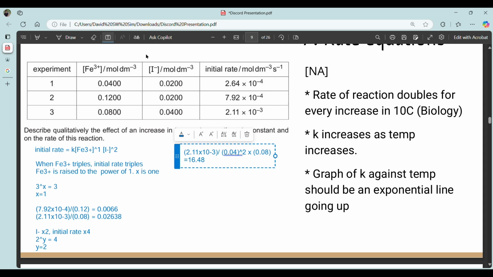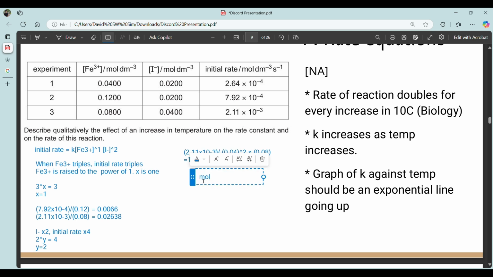Fe3+ and iodide are given in mole per decimeter cube, but iodide here is actually squared. So basically Fe3+ times iodide squared, you get mole cubed per decimeter to the power of -9. So the rate constant's units are supposed to cancel this out to form mole per decimeter cube per second.